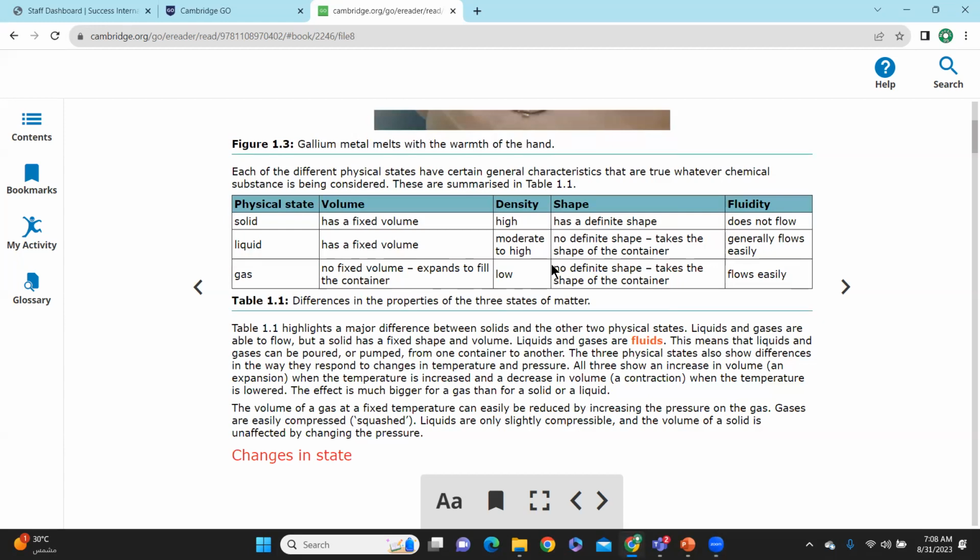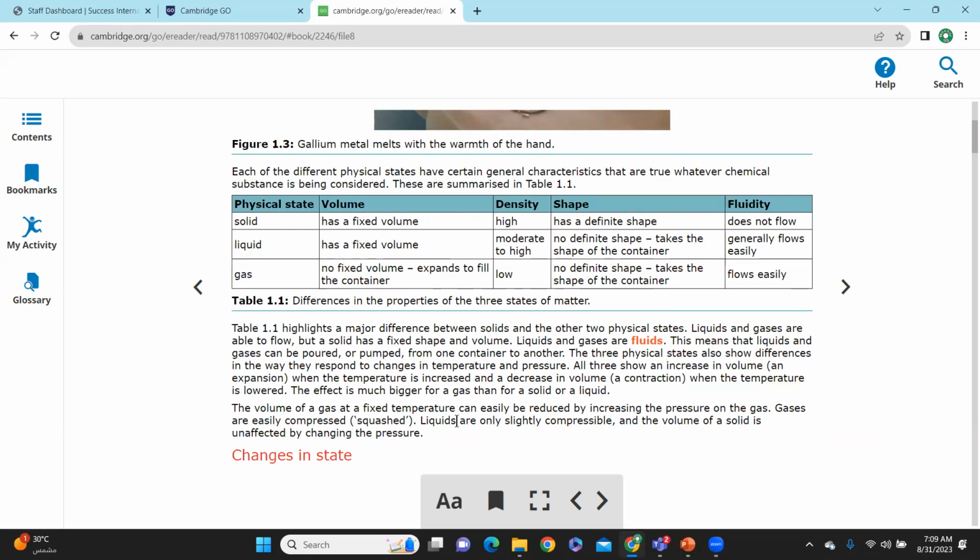Density is moderate, from high temperature to low, and the shape changes according to the container, and it flows easily. A gas has no fixed volume, no fixed shape, low density, and flows easily. About fluidity, you know very well, a gas or a liquid is able to flow. From the beginning till here, if you have any question, please raise your hand.